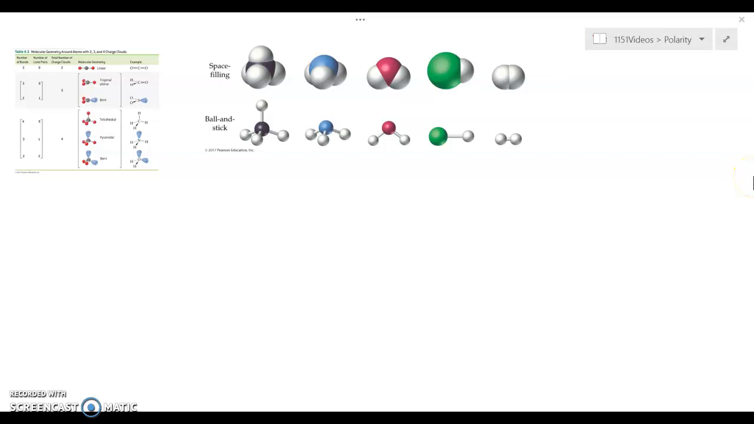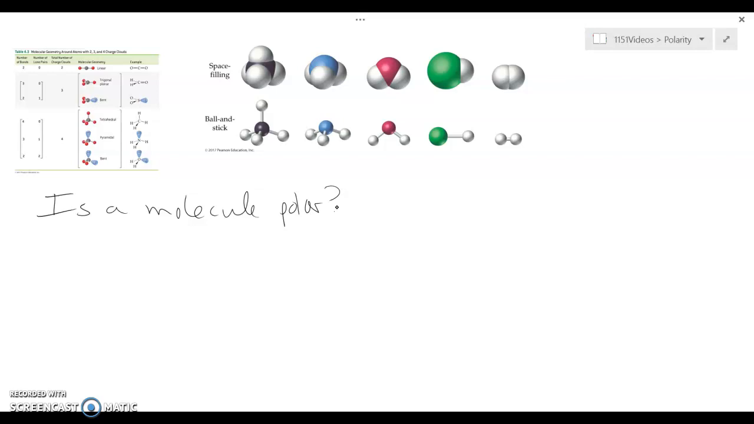All right, let's talk about polarity. So ultimately we want to know, is a molecule polar? Okay, there's several steps though to get there.